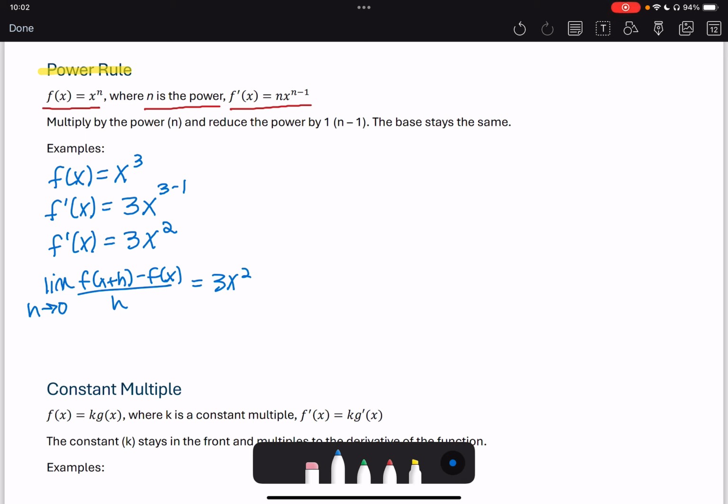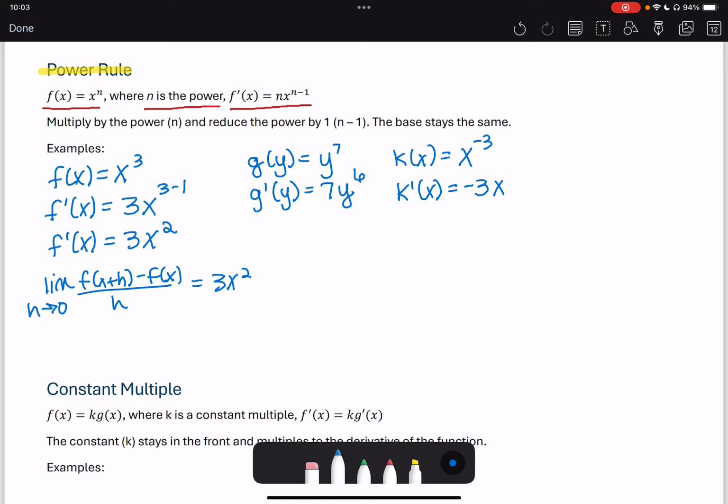Let's say my function is g of y equals y to the 7th. All right, my n here is 7, so g prime of y will be 7y to the 6th. Okay, if I have k of x equals x to the negative 3, now this is a negative exponent. Students don't like negatives that much, but it works the same way. K prime of x, bring the n value down to the front, which is negative 3, x to the, and you're subtracting 1, so you're doing negative 3 minus 1, which is negative 4. Okay, so just be careful with those negative numbers because students tend to mess up on those.